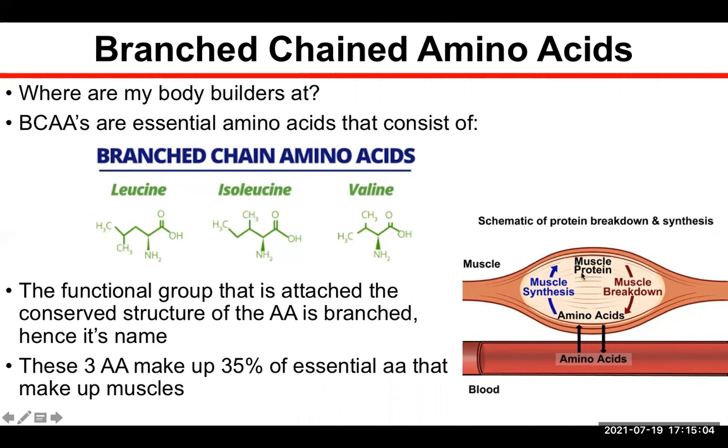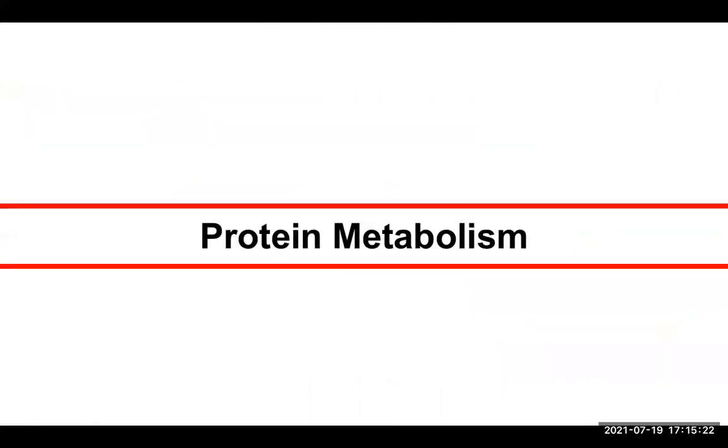Now, if you're deficient in protein, or you're not exercising your muscles a whole lot, then your muscles are going to end up breaking down. And when they break down, they're basically going to go back to their monomer form, amino acids, so that they can be used for other biochemical processes.